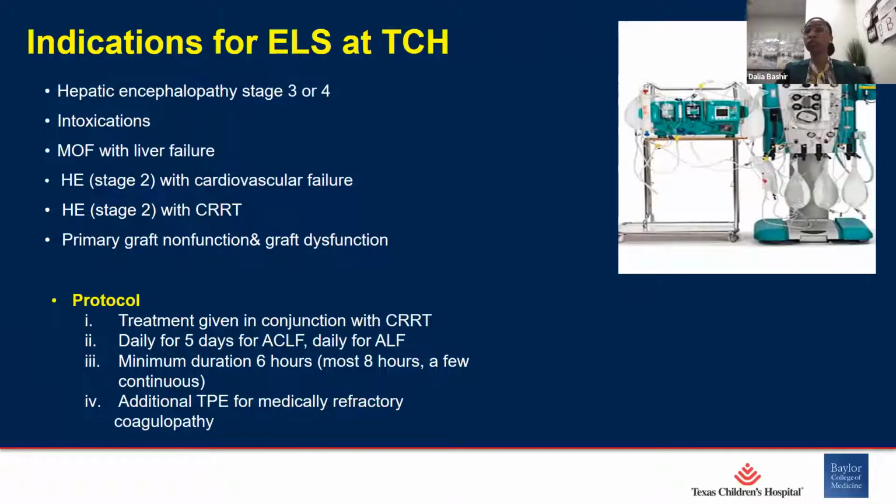So our indications to place these patients on extracorporeal liver support would be hepatic encephalopathy, any intoxications, multiple organ failure in the setting of liver failure, and cardiovascular failure, and needing renal replacement therapy as well. And our protocol is that this ELS is started in conjunction with renal replacement therapy, and it's done daily for 5 days in acute on chronic liver failure and daily for acute liver failure. We usually do a minimum duration of about 6 hours, and then we do TPE additionally to that to manage any medically refractory coagulopathy.